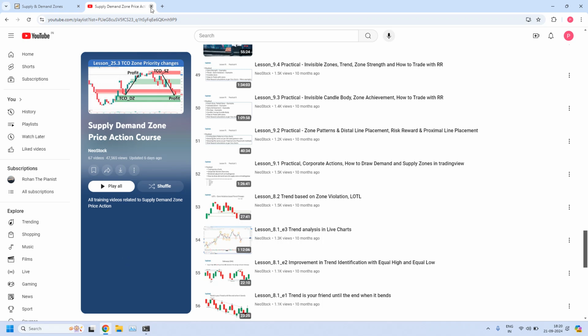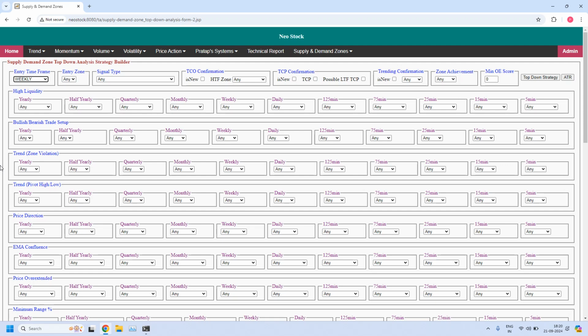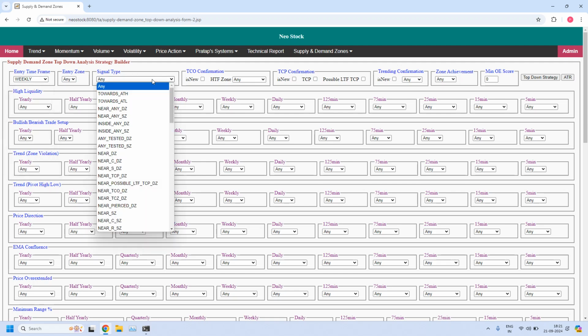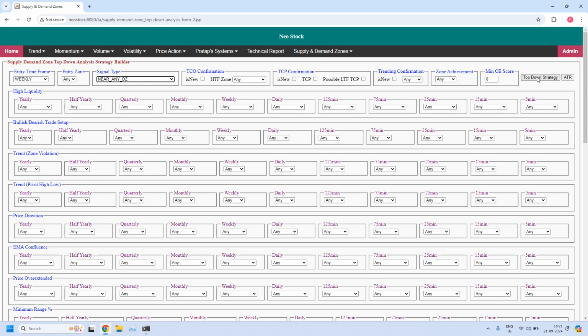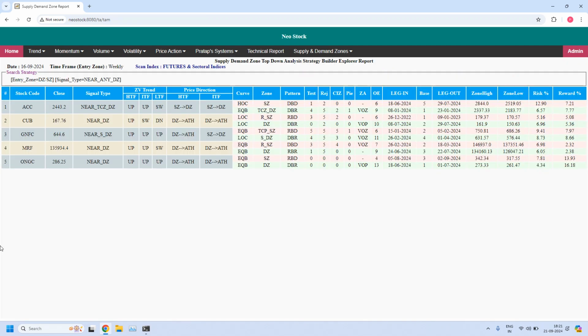Now let's get into the report generation, the weekly reports. We are going to generate them with the help of NeoStock Software's Supply Demand Zone Top-Down Analysis Strategy Builder. I have selected the entry time frame as weekly. Now let us find the stocks near the weekly demand zone. 5 stocks are filtered. At present, price is near these weekly demand zones.